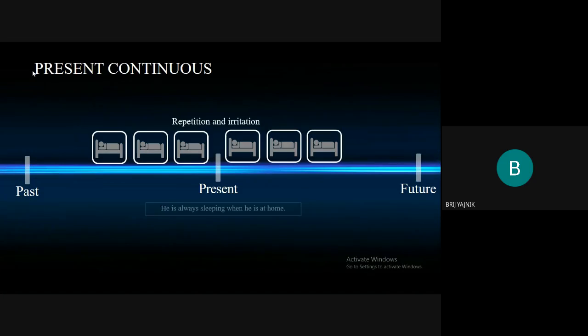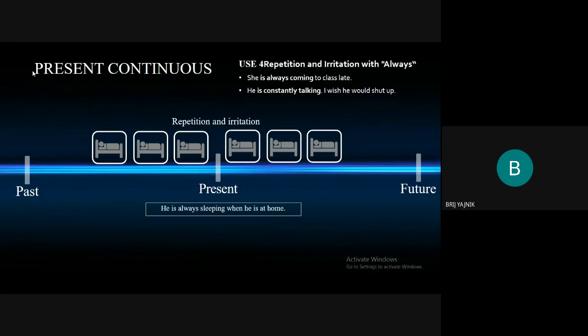One more time. So repetition, but irritation. He's always... So it's more often used with the word always, right? Or you can also use the word never if it is negative, right? He's never on time in the class, or he's never on time when it's about submitting assignments, right? So he's never submitting assignments on time, right? So that's how you can say, because you are using present continuous as a tense over here.